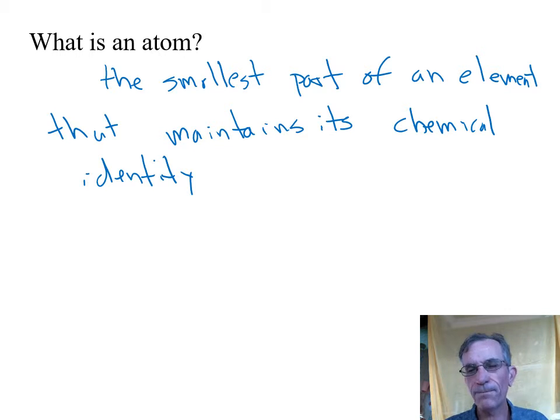So there are parts of the world that are smaller than atoms. Those are called subatomic particles, and we're going to talk about that in this chapter. But for an atom, it's the smallest piece of something that's still that something.